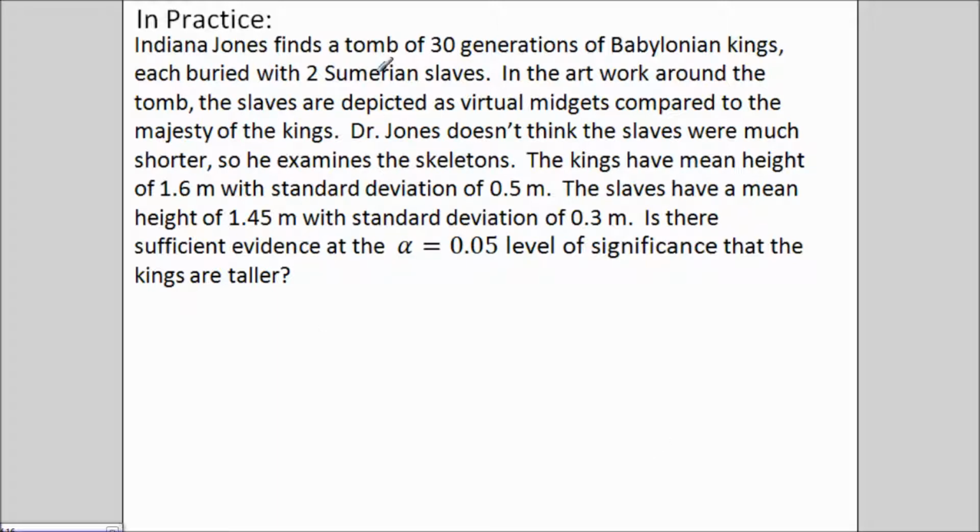So, Indiana Jones finds a tomb of 30 generations of Babylonian kings, each buried with 2 Sumerian slaves. In the artwork around the tomb, the slaves are depicted as virtual midgets compared to the majesty of the kings. Dr. Jones doesn't think the slaves are much shorter, so he examined the skeletons. The kings have a mean height of 1.6 meters, with a standard deviation of 0.5 meters. The slaves have a mean height of 1.45 meters, with a standard deviation of 0.3 meters. Is there sufficient evidence at alpha equals 0.05 that the kings are taller?